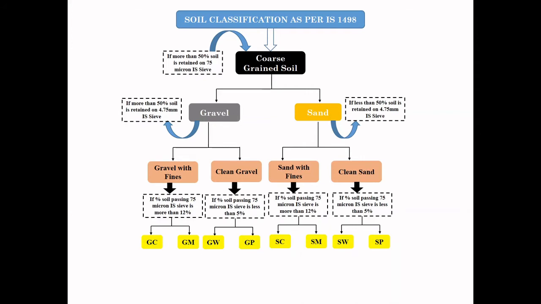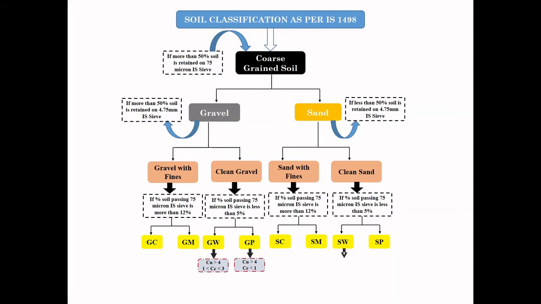To distinguish whether it is well graded gravel or poorly graded gravel, or well graded sand or poorly graded sand, the coefficient of uniformity value, that is Cu, and the coefficient of curvature value, Cc, are to be found out. If the value of Cu is greater than 4 and the value of Cc is between 1 and 3, the soil is said to be well graded gravel. If the value of Cu is greater than 4 but the value of Cc is less than 1, the soil is said to be poorly graded gravel.